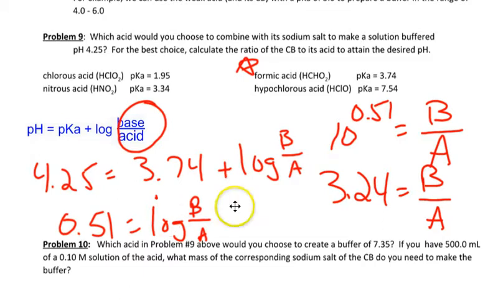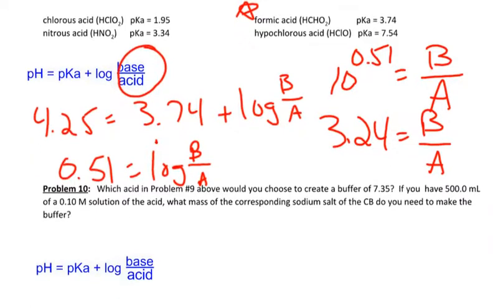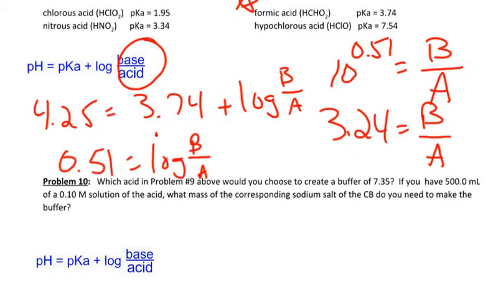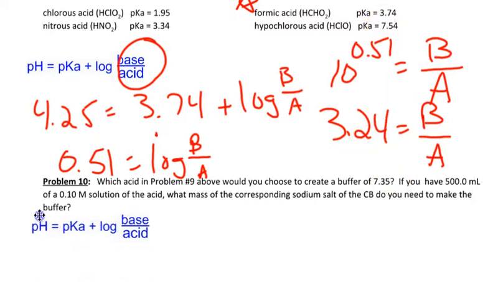All right, so let's go ahead and look at problem number 10. It says, which acid in problem number 9 above would you use to create a buffer of 7.35? Well, let's do that first. Again, you need to take the pKa and add or subtract 1 from each of these numbers and see if we can get 7.35. I hope that you see the obvious choice would be hypochlorous acid. If you took plus 1 or minus 1, do you get in the range of 7.35? Yes, you do. So that is indeed the acid that we need.